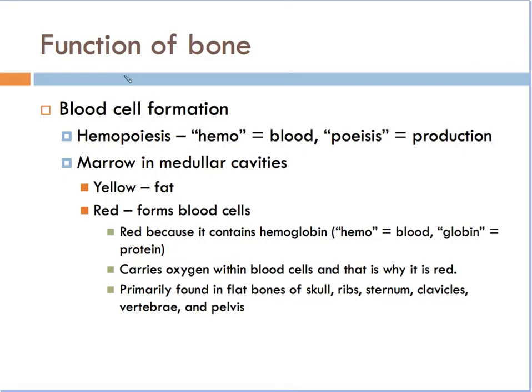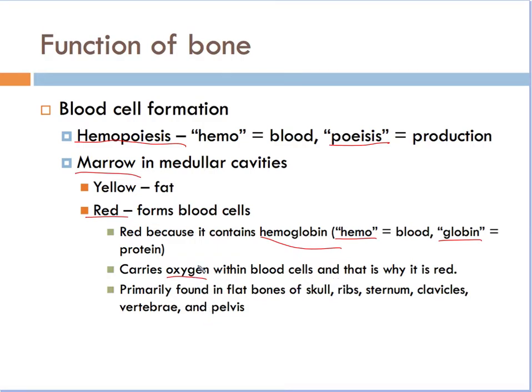If we're talking blood cell formation, this happens in red marrow. We have what's called hemopoiesis. Hemo refers to blood, poiesis refers to production. So this is blood production. It happens in your marrow, specifically your red marrow, because yellow stores fat. Your red marrow is red because it contains hemoglobin, and hemoglobin can be split into hemo, which means blood, and globin, which means protein. So this is your blood protein, which carries oxygen within blood cells, and that's why your blood cells are red. That's why your blood is red.